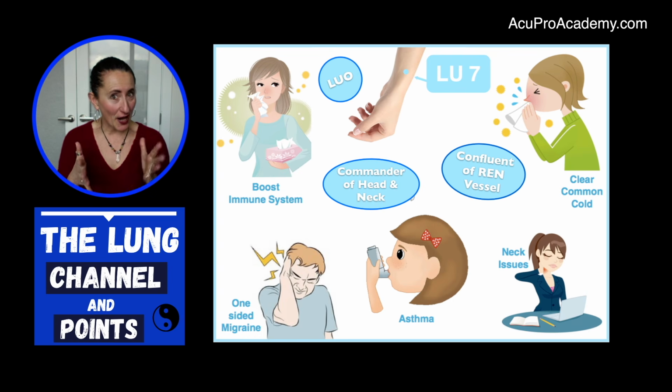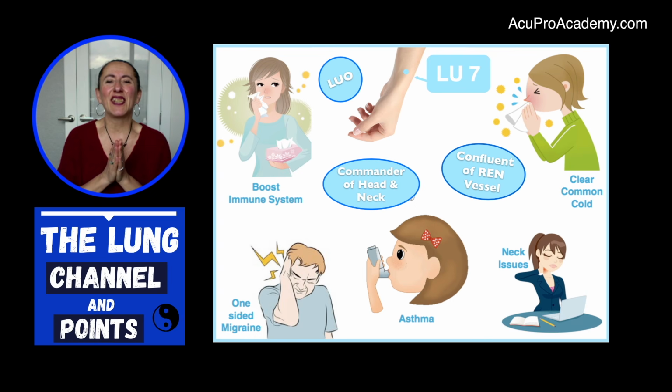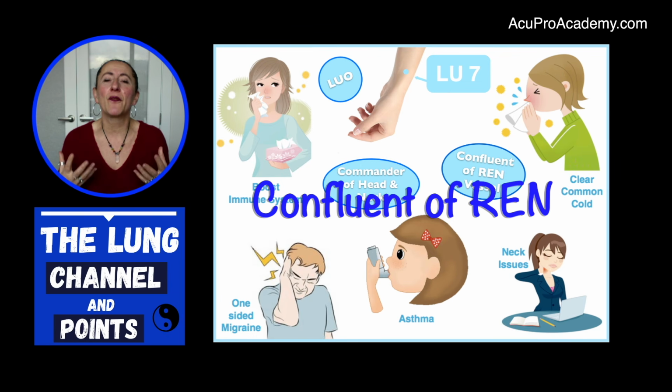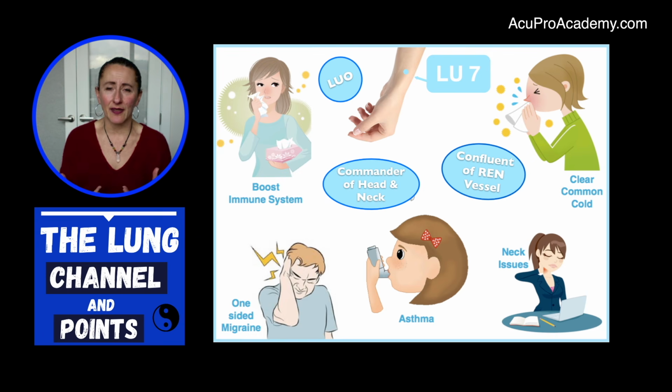The third special point is that Lung 7 is the Ren confluent point. So the Ren meridian, or the conception vessel, is really related to essence, kidney, and reproductive system. So Lung 7 being the confluent point of the Ren vessel makes it really powerful to balance hormones, specifically when it's combined with Kidney 6 being the confluent point of the Yin Qiao meridian. So Kidney 6 and Lung 7 together, one at the ankle, one at the wrist, combined together are really good.